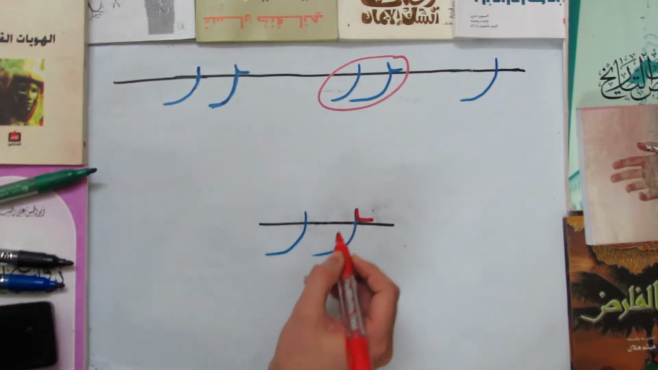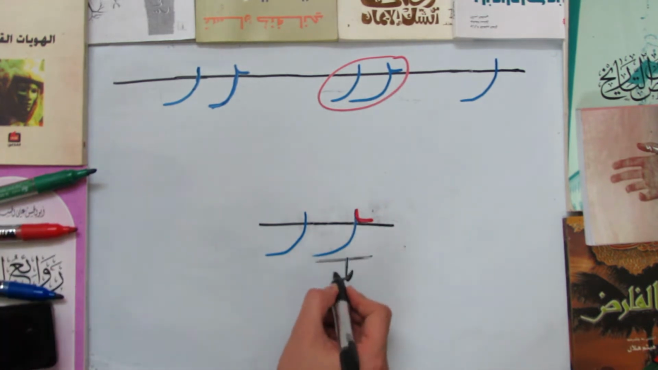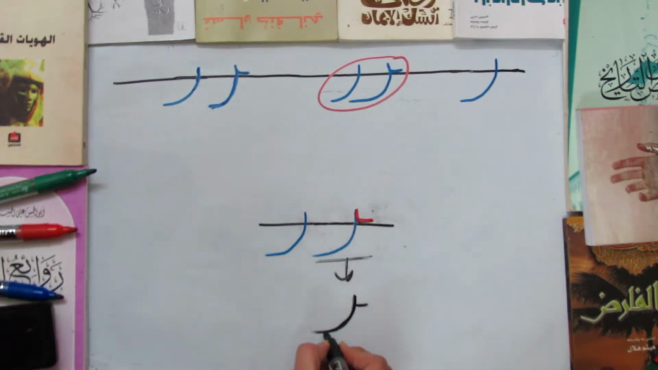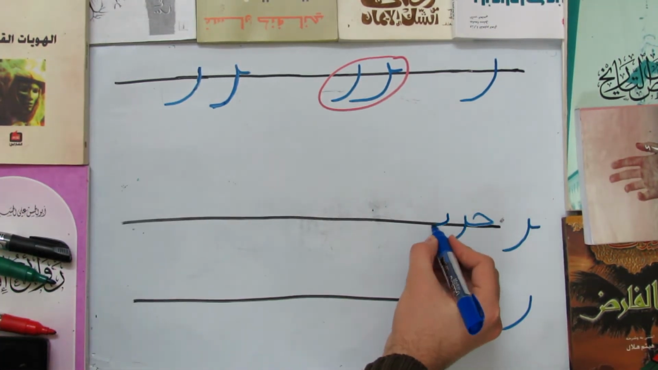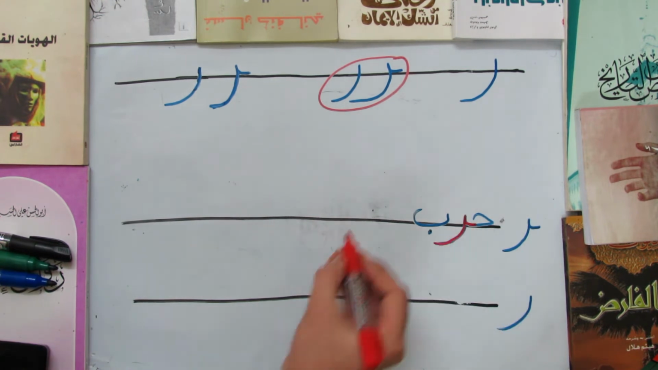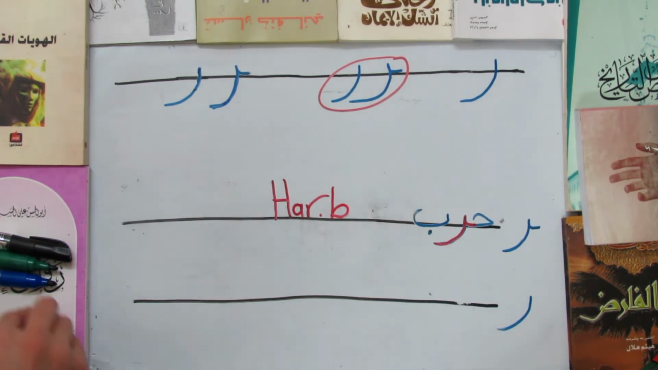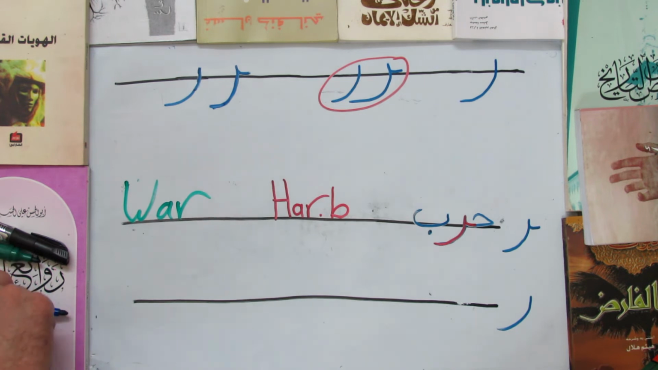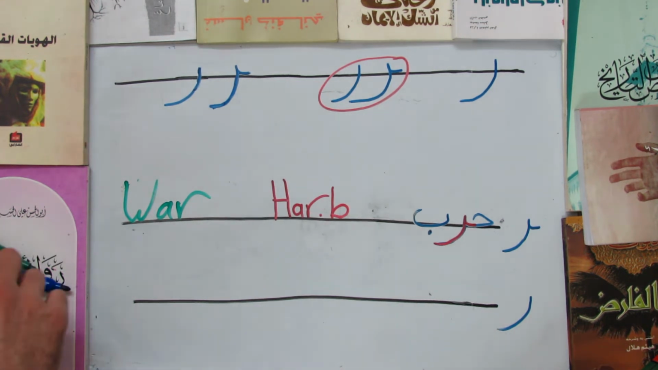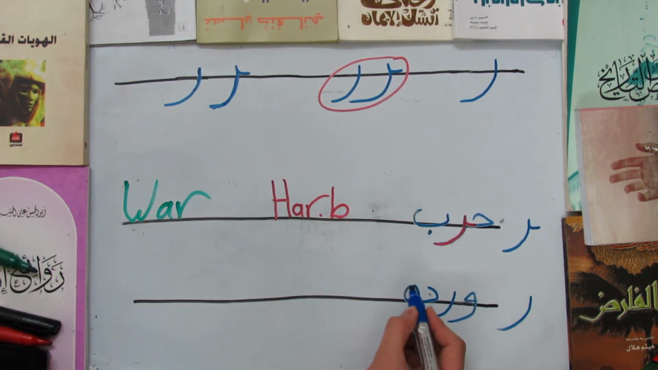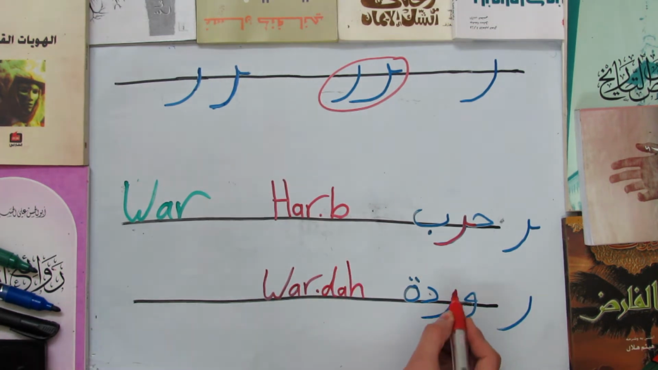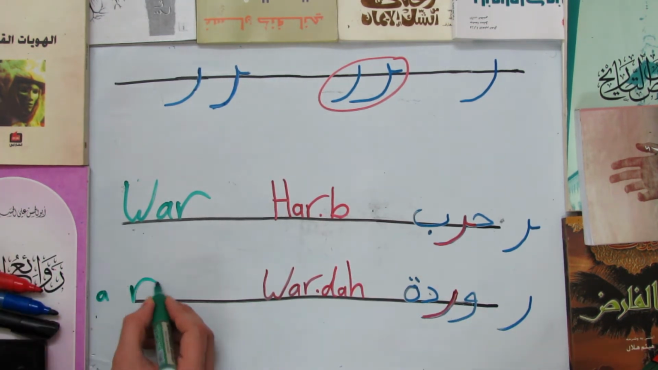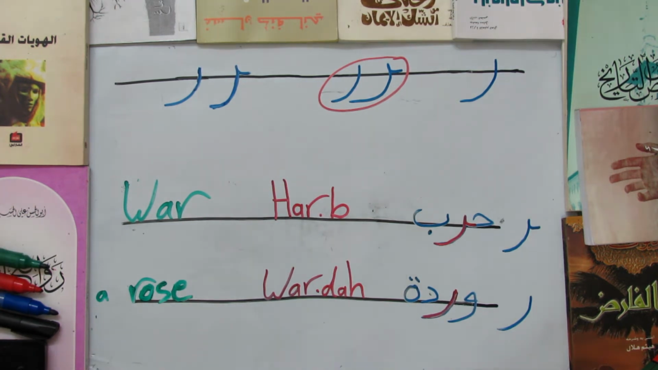The form of Raa in the middle of the word has two shapes. Not only depends on the letter before it, but also because, as we mentioned before, it doesn't link with the letter next to it. An example of it is the word harb. Harb. War. And an example of the second form is warda. Warda. Rose.